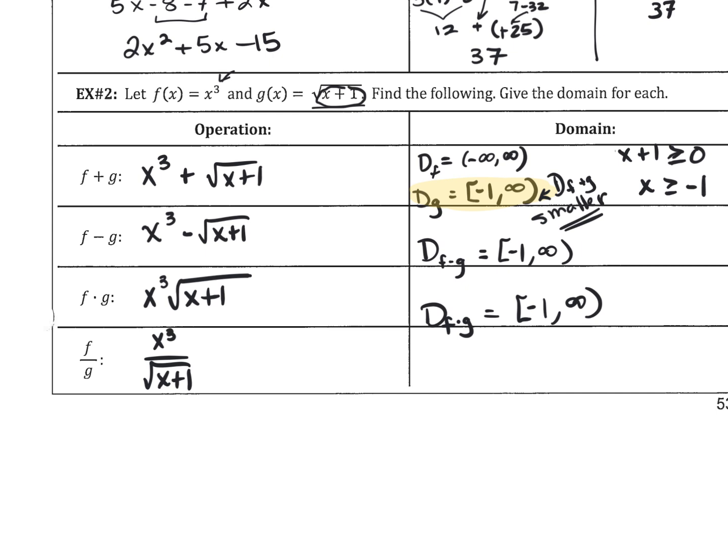No, it's going to go to 0, isn't it? So how am I going to change this so that I don't include -1? What can I change this bracket to? Parentheses, right? So this, instead of being bracket -1 to infinity, the domain is going to be parentheses -1 to infinity. Okay? So the domain of f over g is going to be -1 to infinity. All right?